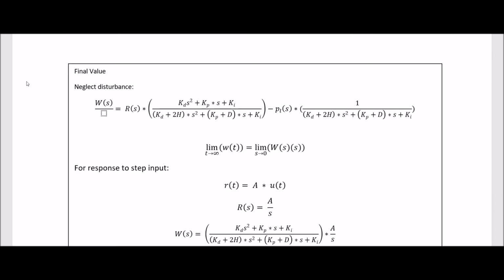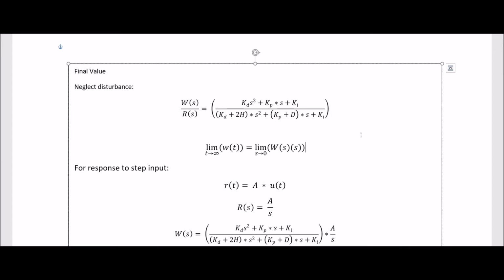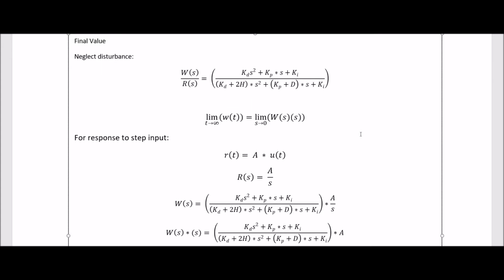To find the final value, we first have to neglect disturbance. So to neglect disturbance, we just remove this part of the equation. You can move this over here if you want to get W of s over R of s. That gives us that equation there. And we know that the limit as t goes to infinity of the system frequency is equal to the limit as s goes to 0 of W of s times s. So we're going to go ahead and set that up.